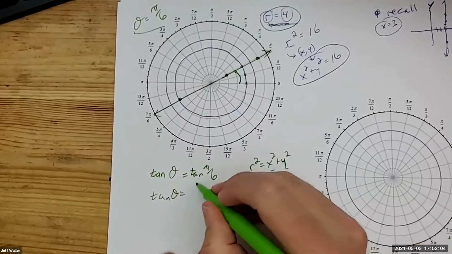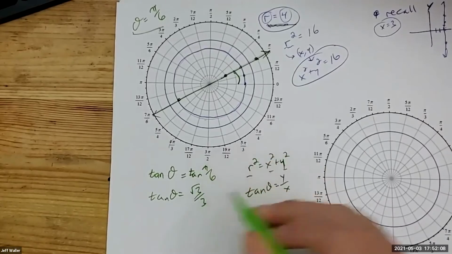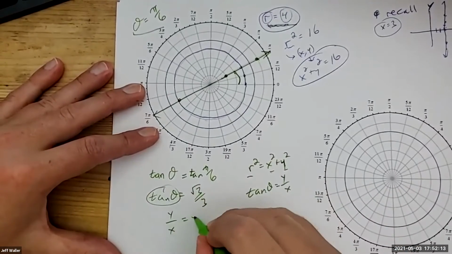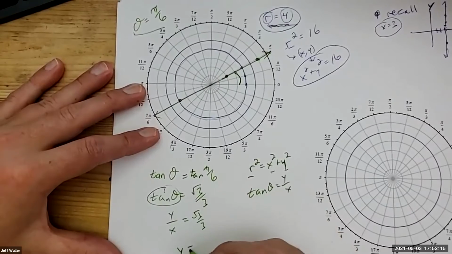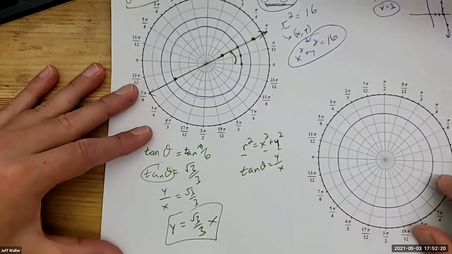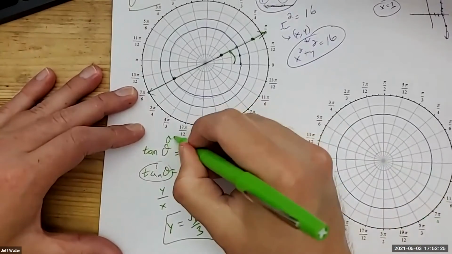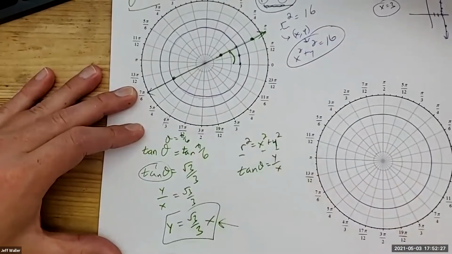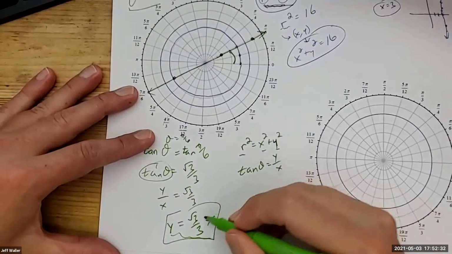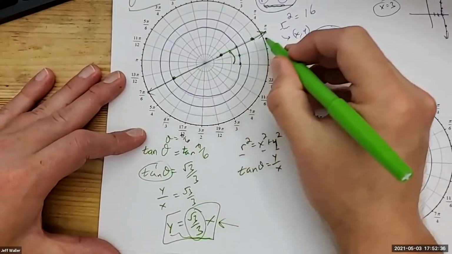Rad 3 over 3. And what is tangent theta in terms of x and y? It's y over x, correct? We multiply the x up, and don't I get this? You guys see that? Starting at theta equals pi over 6, I end up with this. And of course, this is the equation of a line going through the origin with the slope of rad 3 over 3, which is exactly what this is.